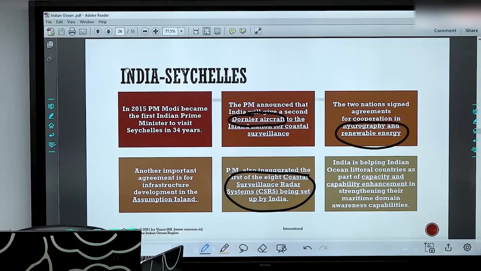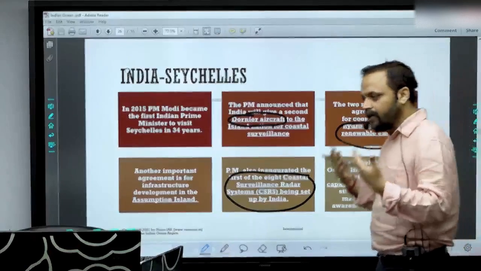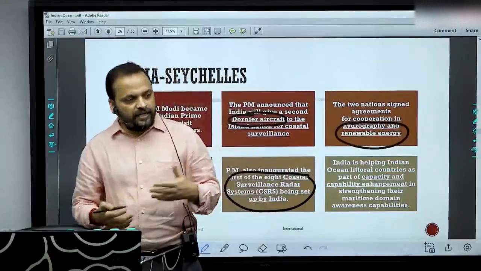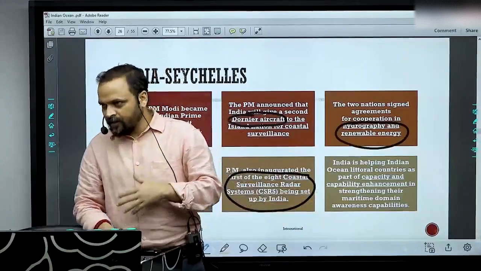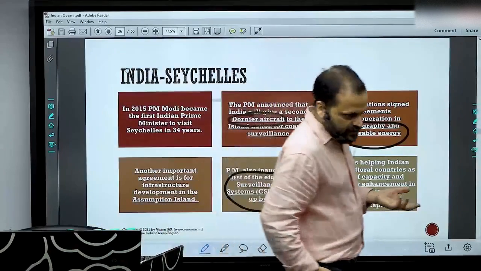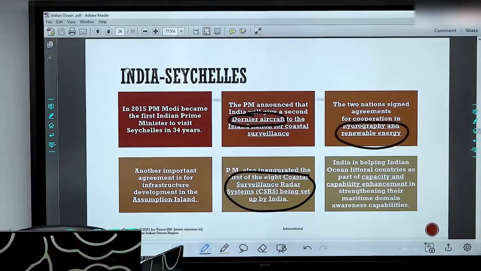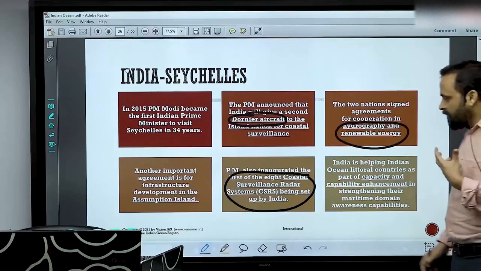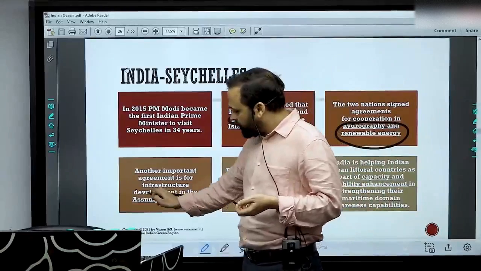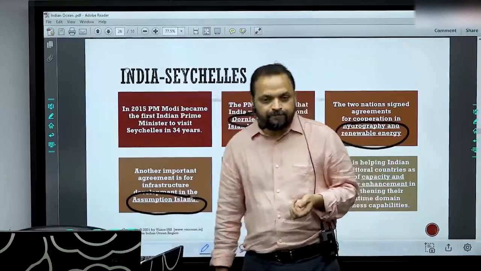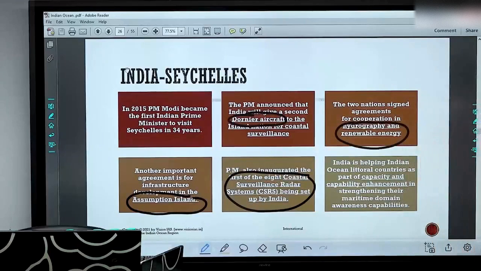So when we have coastal surveillance radars established through our help in friendly countries, what is it doing? It is enhancing the capacity of the other country, but also helping us because we have friendly relations with these countries. So it's not that we can be present everywhere, but we can have friendly relations with strategically located countries, and then we can cooperate in terms of information exchange. So that also adds to India's capability, right? And then we signed an agreement for the development of infrastructure at Assumption Island. So again, this is an example of India helping in capacity building, but this is also an example of India strengthening its role as a net security provider.